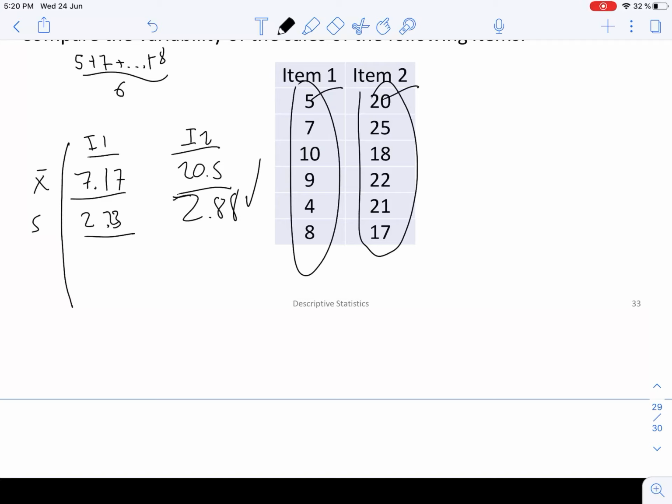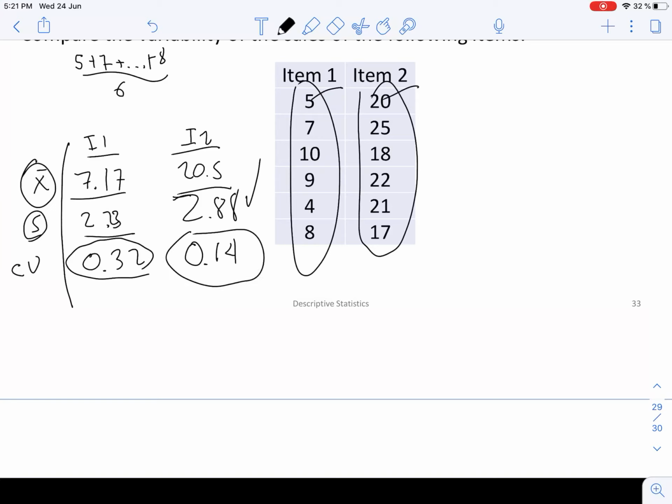So if you want to get rid of the units and make a fair comparison, you need the CV. Remember, CV is the standard deviation divided over the x bar. So if we do that, then we get that the CV for item 1 is 0.32, and the coefficient of variation for item 2 is 0.14. This is like the percentage of the dispersion. This is the percentage of the standard deviation using the mean as a reference.